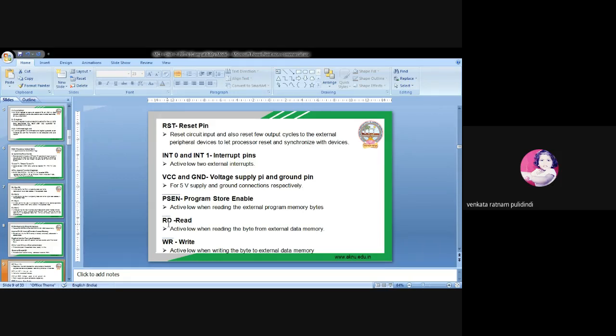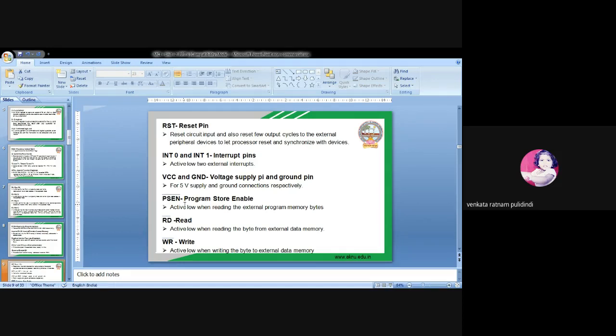Okay, next one is read. It is also active low. It reads the data from the external data memory. And here it is write bar. These two are the IO lines, so data can be written into the external data memory. So these lines, PSEN, RD bar, WR bar, and EA bar, all these are used to access the external memory.